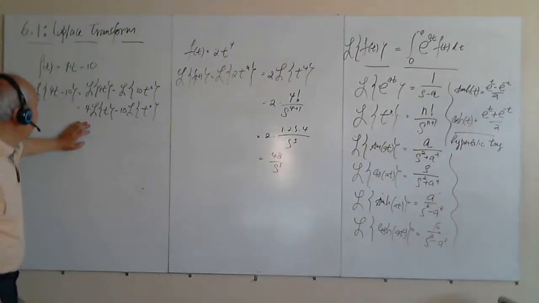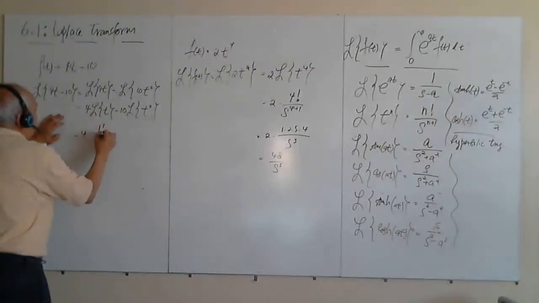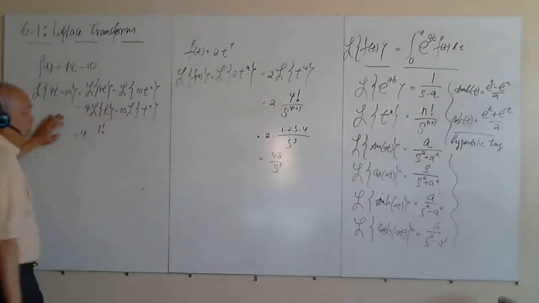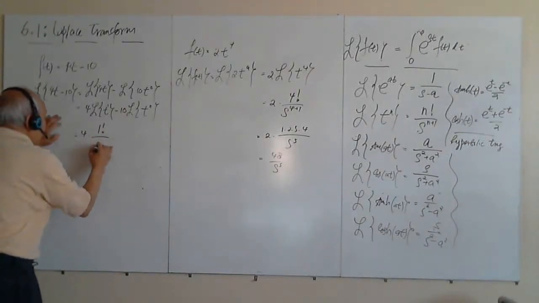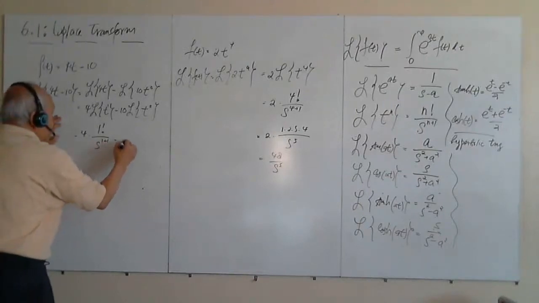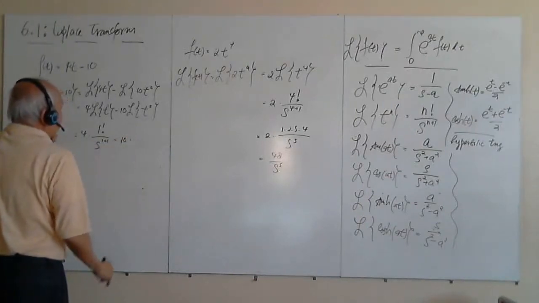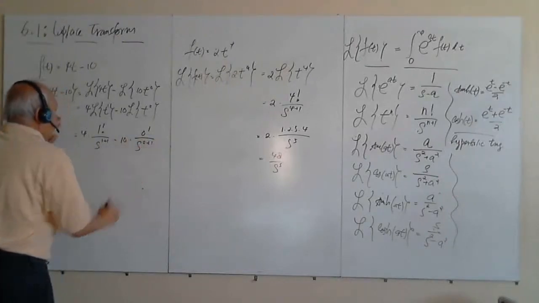Okay. So it's going to be 4 and then 1 factorial, because this one here has a power of 1. Of course, 1 factorial is 1, right? And then s to the 1 plus 1, right? Now, what is the second term? The second term is 10, am I correct? And then 0 factorial, and then s to the 0 plus 1.